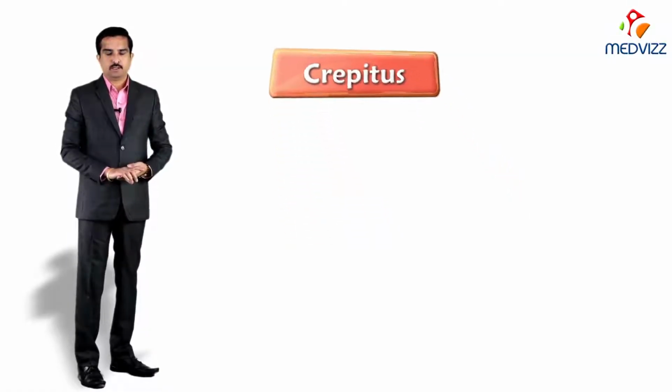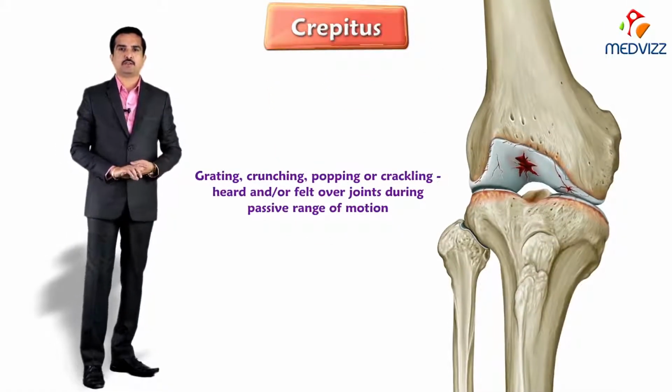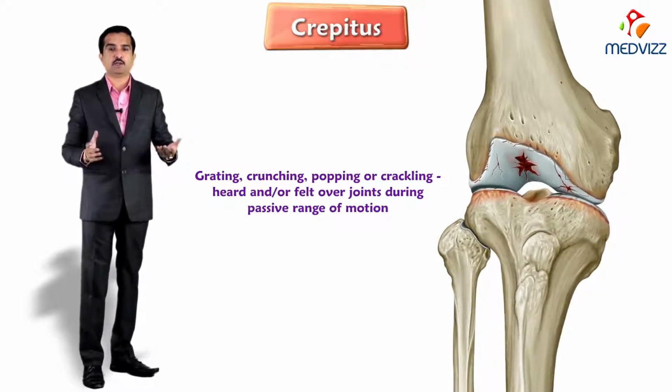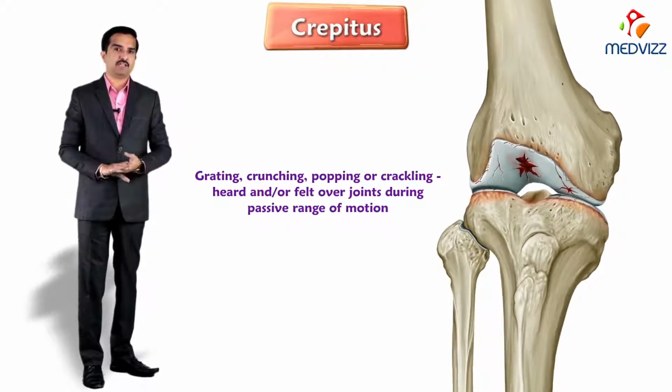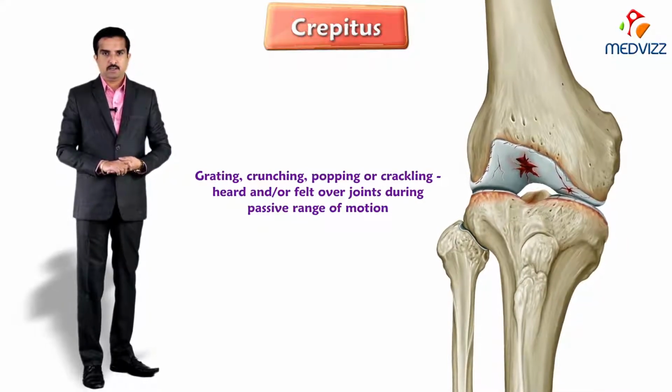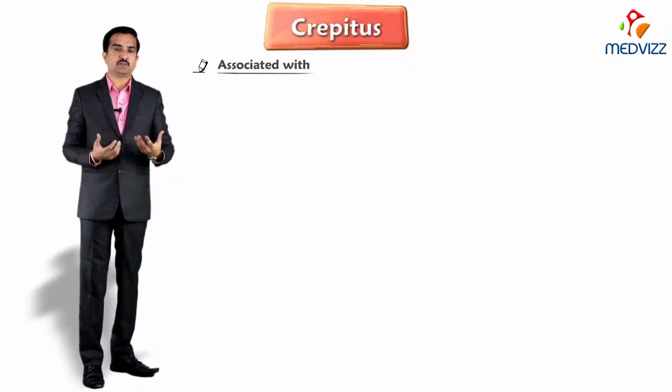Crepitus. Grating, crunching, popping or crackling sounds heard and felt over the joints during passive range of motion is often called crepitus. So what are the conditions which are associated with such abnormal sounds?